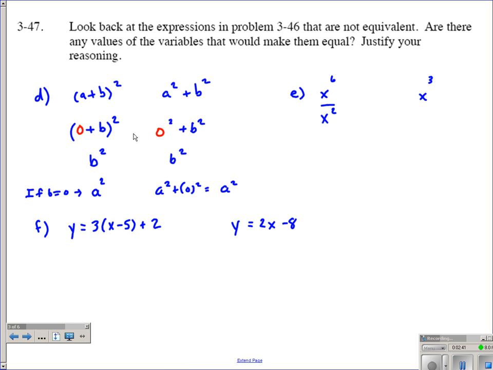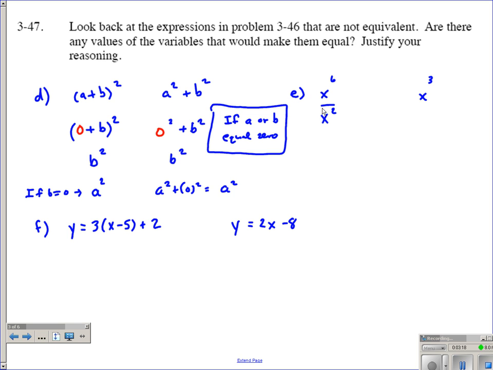So it's safe to say here on part D that there are values for A and B that would make these two expressions equivalent. In this case, if A or B equals 0, then our two expressions will be equivalent, but only in that instance. So that's for part D.